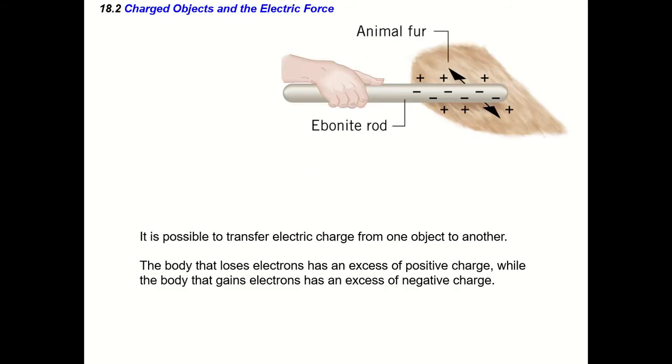Okay, so here's an illustration here. We have an animal fur. Then we have here an ebonite rod. So assuming this is positively charged, and the ebonite rod is negatively charged. So it is possible to transfer electric charge from one object to another. So the body that loses electrons has an excess of positive charge, while the body that gains electrons has an excess of negative charge.